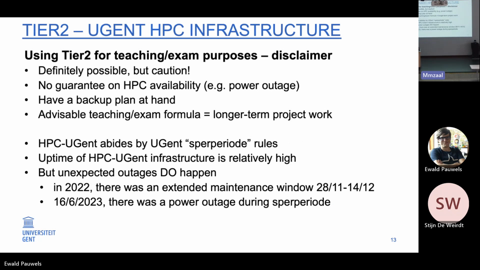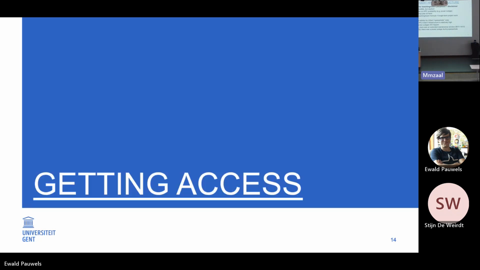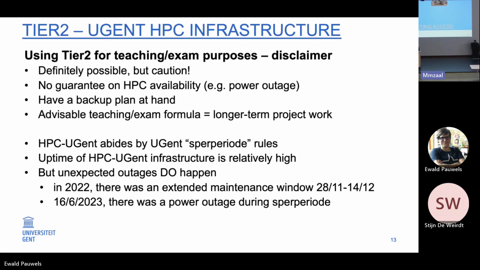Power outages sometimes do happen. So think of a plan B. Accept that, yeah, sometimes things don't go as planned. Make sure you have a backup plan at hand. That can be postponing your course, maybe to another week, running on other infrastructure, or having a different examination or course schedule altogether.